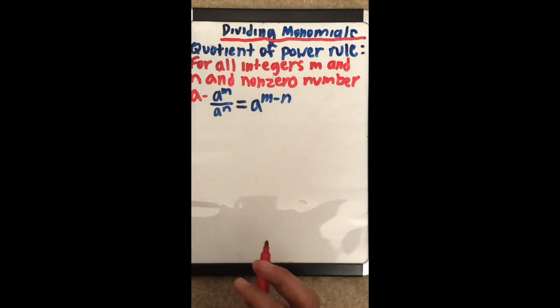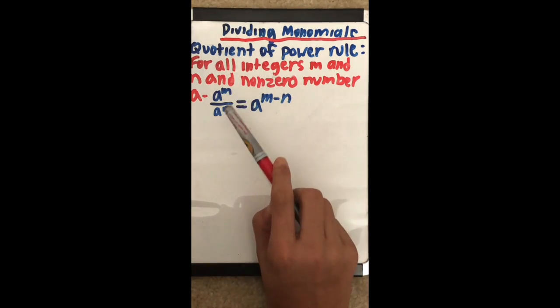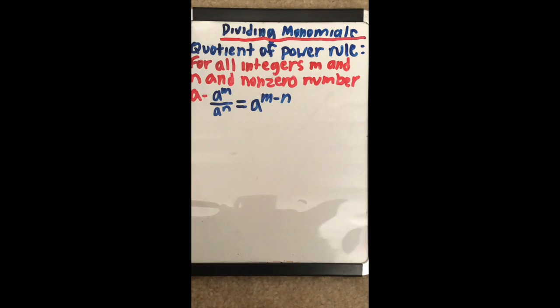So today we're going to divide monomials, and before we start with the question, we're going to look at something very important. It's the rule for dividing monomials. The rule that we use is the quotient of power rule, and that states for all integers m and n and non-zero number a, a to the power of m over a to the power of n equals a to the power of m minus n. Basically what this rule is stating is when you have monomials and you are dividing them, you basically subtract the exponents.